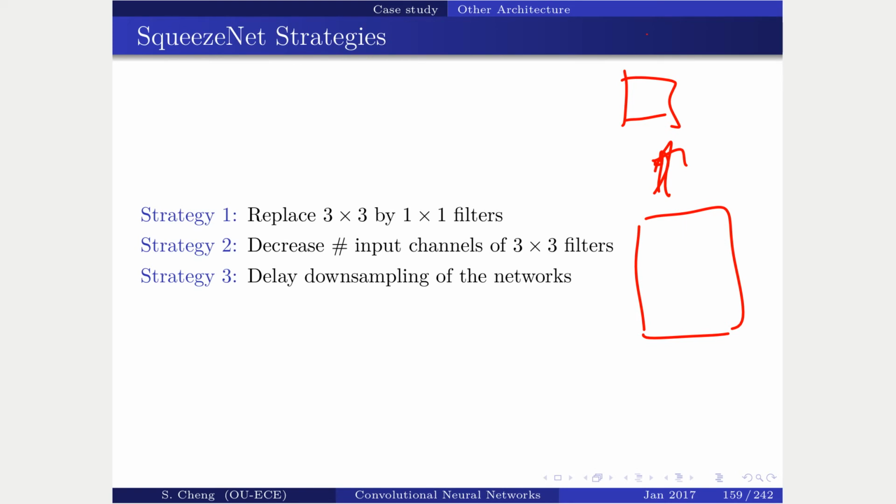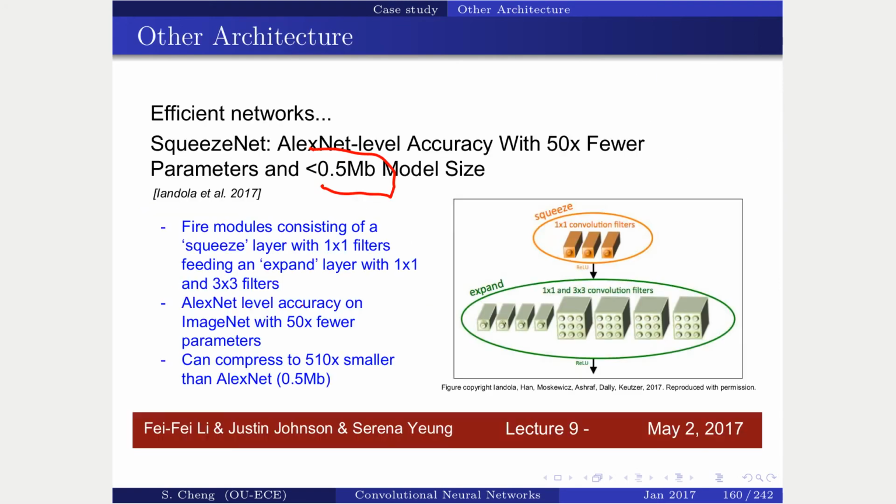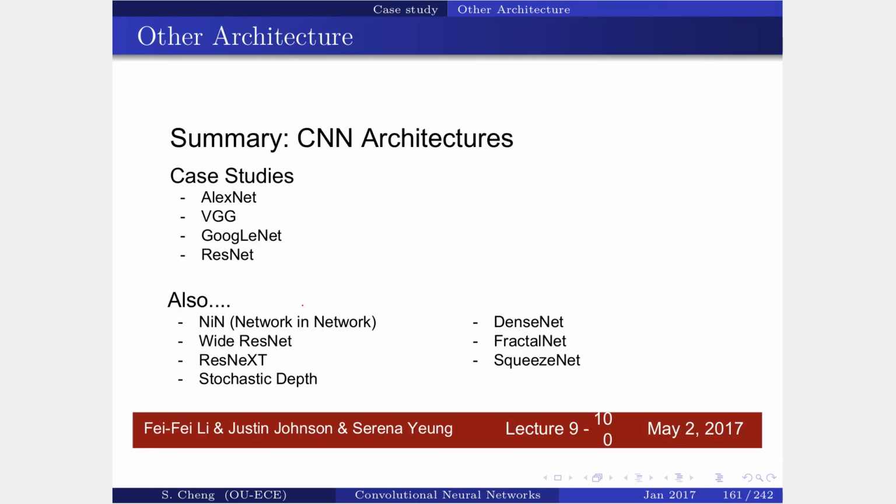And they show that if you delay this downsampling later in the network, it gives you better performance, even though of course there is a trade-off with capacity. This is a summary of these architectures. We mentioned GoogleNet and ResNet, and you can see many of these ideas cross-hybridize through different models and architectures.